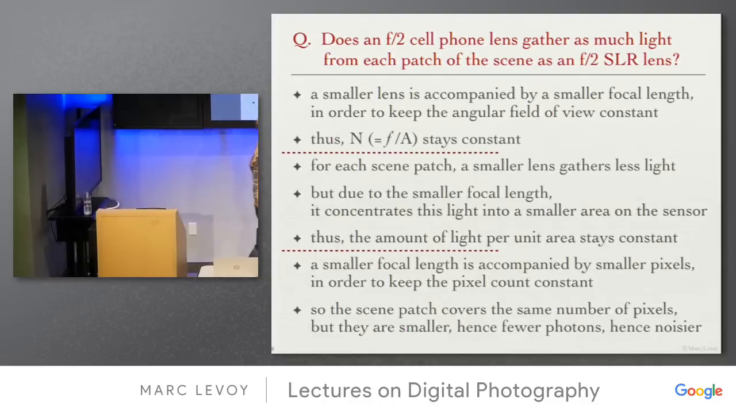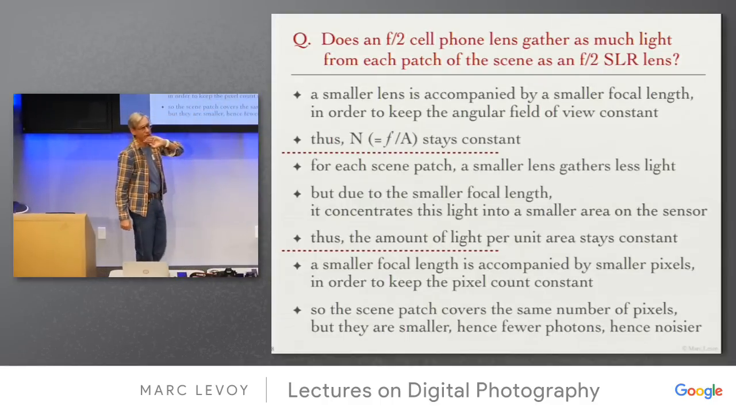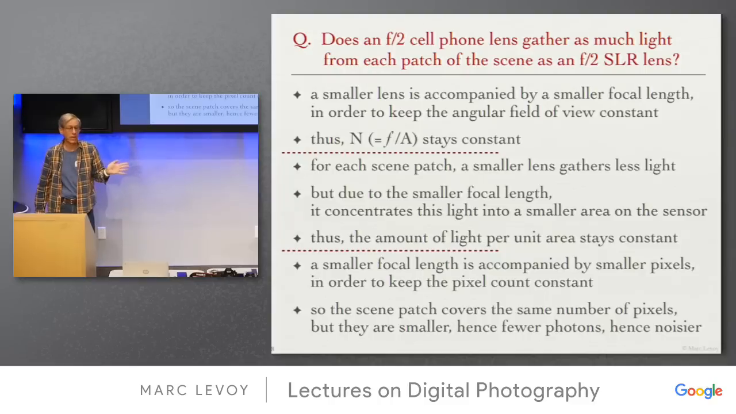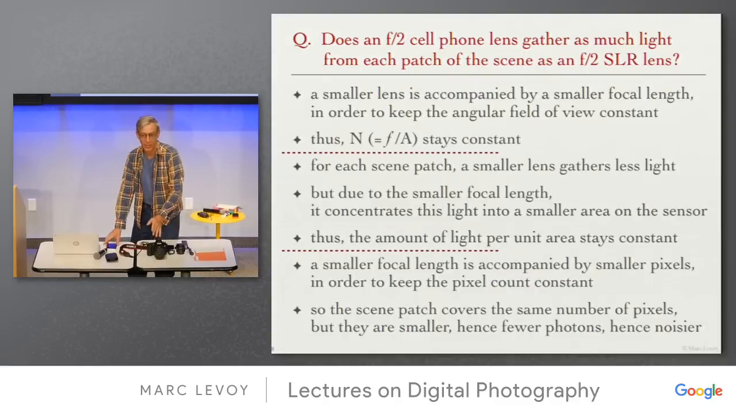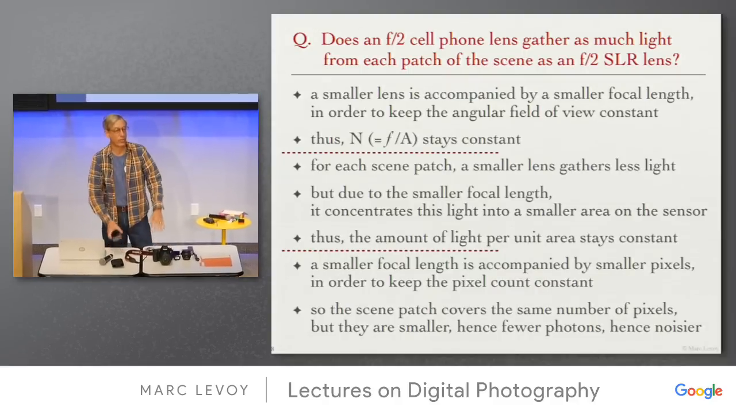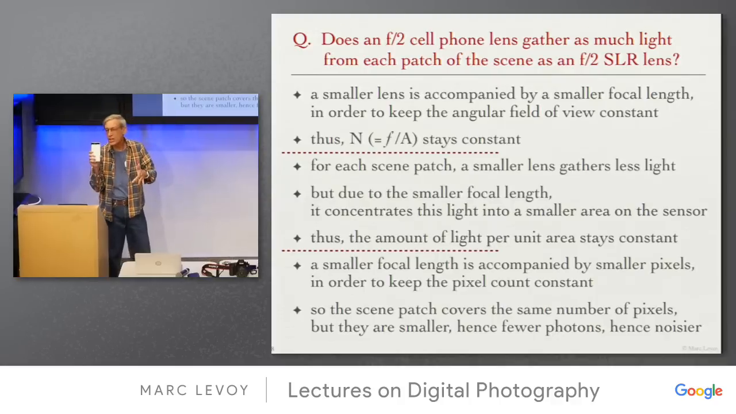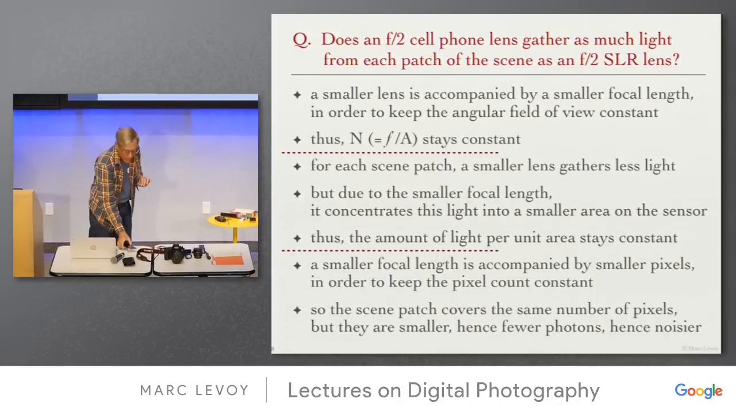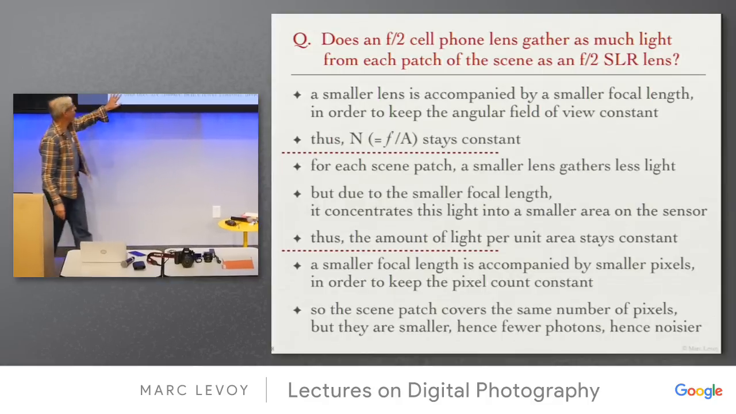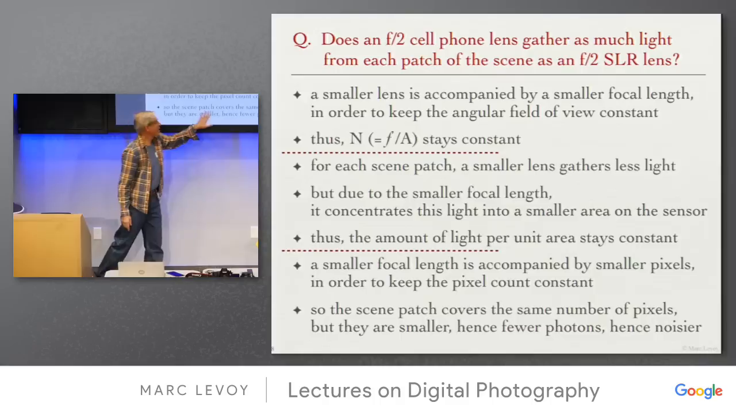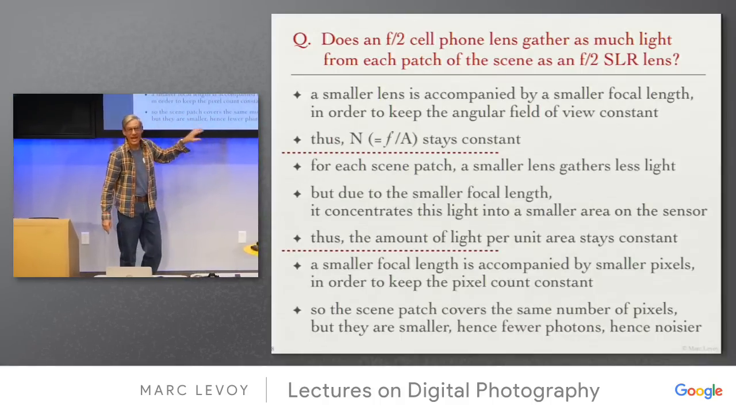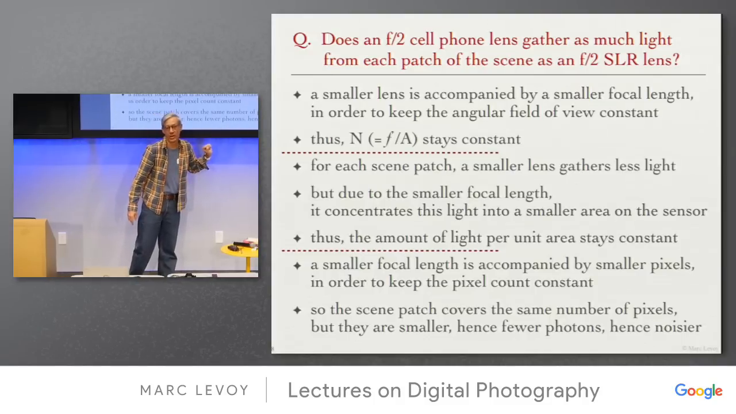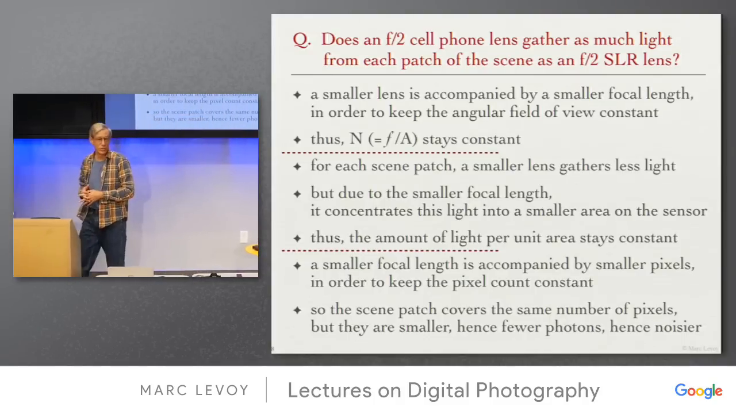A smaller focal length is accompanied by smaller pixels, typically, in order to keep the pixel count roughly the same. So not exactly the same. A big camera might have 20 or 30 megapixels, and this might have 13 or 12, but roughly the same, certainly not in proportion to the lens size. So if the pixels get smaller, then the scene patch covers the same number of pixels, but those are smaller pixels. Hence, each pixel gathers fewer photons, and as we'll see later in the course, it's noisier.